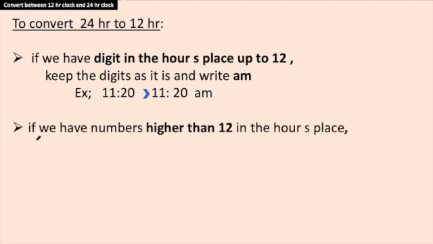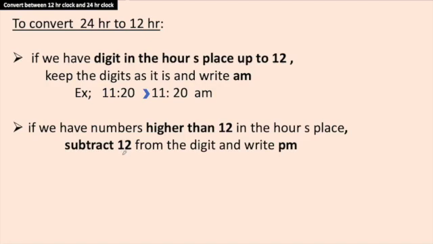Second note, if we have numbers higher than 12 in the hours place, we have to subtract 12 because we are converting from 24-hour to 12-hour. So we subtract 12 and write PM because it represents afternoon. Let's see an example. 14:15 can be written as 2:15 PM because 14 minus 12 is 2. And because 14 is greater than 12, we write PM with the time in 12-hour format.